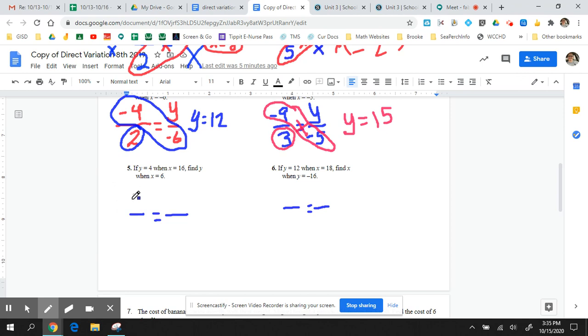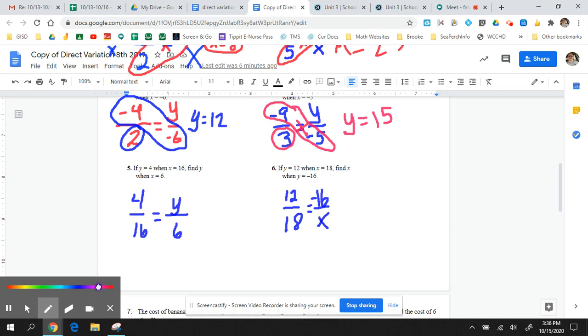All right, welcome back. I'm going to plug in a 4 where y goes and a 16 where the x goes. I'm looking for y when x is 6. If you set up the other one correctly, you should have 12 over 18, and x is what you're looking for. Y is -16. So the main issue in solving these wrong is you set them up wrong. That's the main problem that we see. Make sure you're setting up y over x every time.